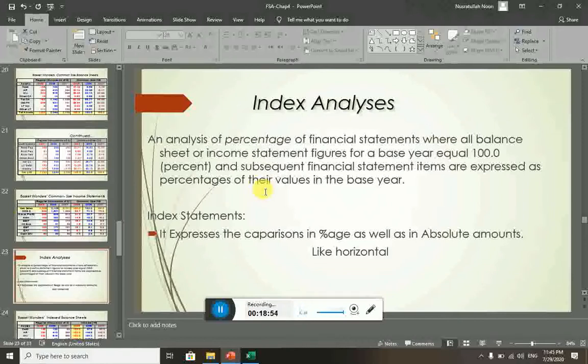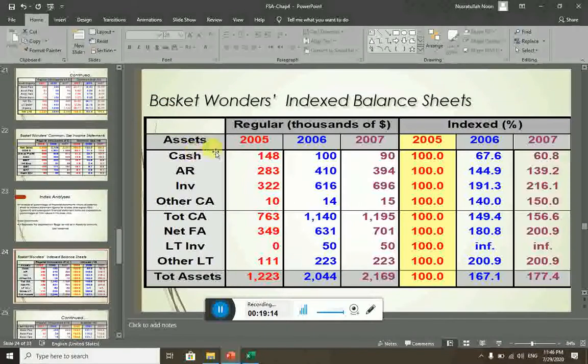If you want to prepare a common size analysis, you have to use the vertical analysis formula. If you want to prepare an index financial statement, you will have to use the formula of horizontal analysis. Let's see an example in the slide. As said, the base year percentages should be equal to 100. That's the rule for index financial statements, that the base year percentages are taken as 100%, right? So for example, this is 2015, this is 2017, 2007. These are regular thousand numbers.